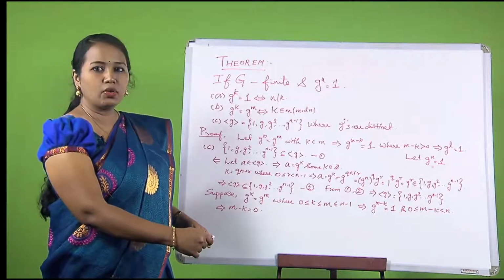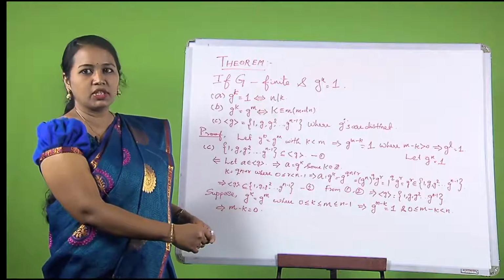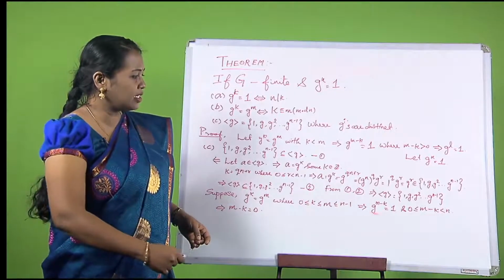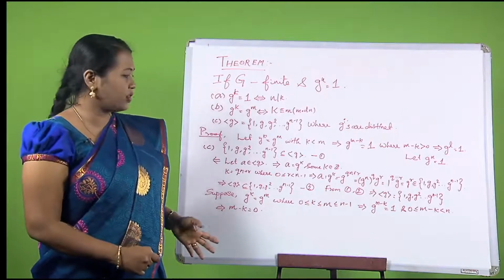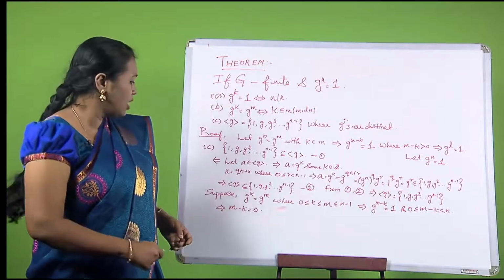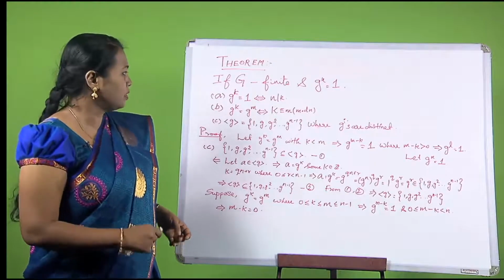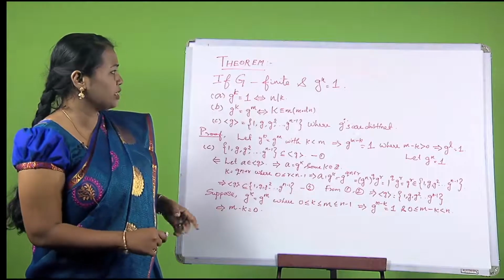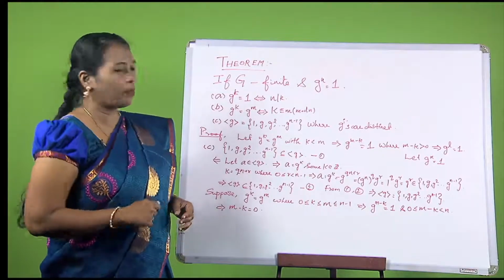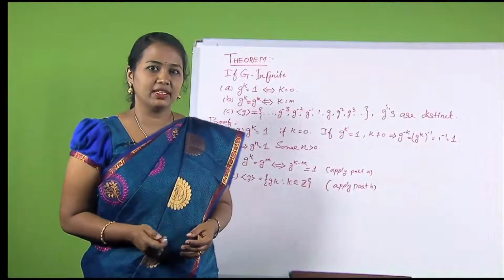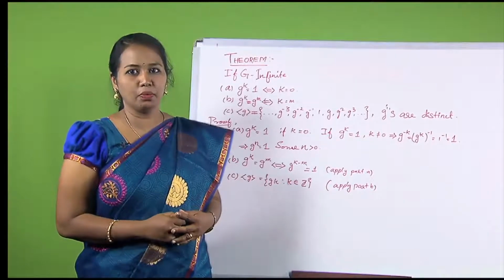that is, g power n is equal to 1 and n is the smallest integer for which this particular statement is true. That was the original assumption. So, this particular statement is violating our condition, and therefore, we can say that this is a contradiction, and therefore, our assumption is wrong, and this implies that m minus k is equal to 0. So, since m minus k is equal to 0, we can say that the g^i are distinct, and that proves point C.